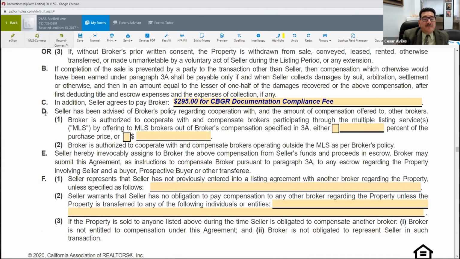So D, seller has been advised by the broker regarding cooperating with the amount of compensation offered to other brokers. This is that we are going to share the commission that he's paying us with members of the multiple listing service. And you have to click the box and put the amount that you are going to pay. If we are collecting 5, we will give back 2.5 to the other party. We, the listing agents, spend the most money.